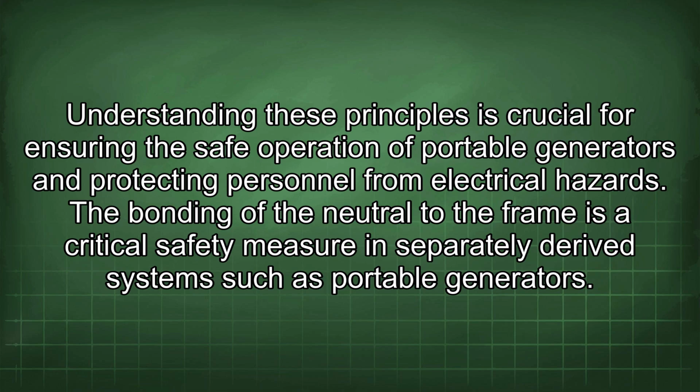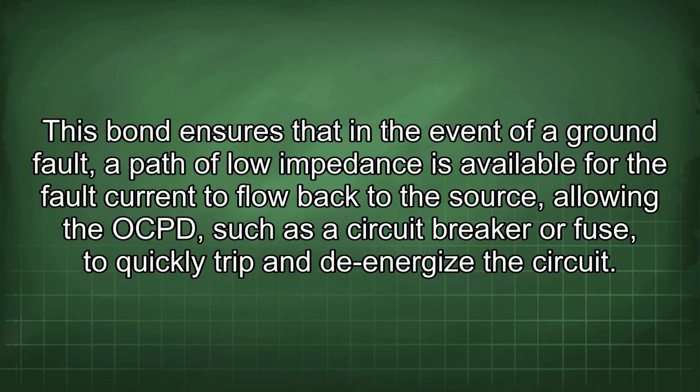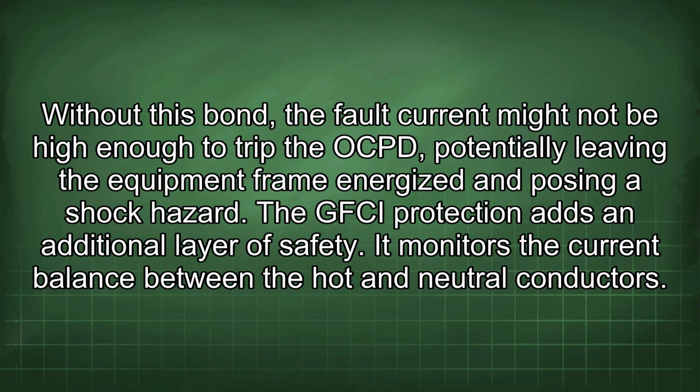The bonding of the neutral to the frame is a critical safety measure in separately derived systems such as portable generators. This bond ensures that in the event of a ground fault, a path of low impedance is available for the fault current to flow back to the source, allowing the OCPD, such as a circuit breaker or fuse, to quickly trip and de-energize the circuit. Without this bond, the fault current might not be high enough to trip the OCPD, potentially leaving the equipment frame energized and posing a shock hazard.